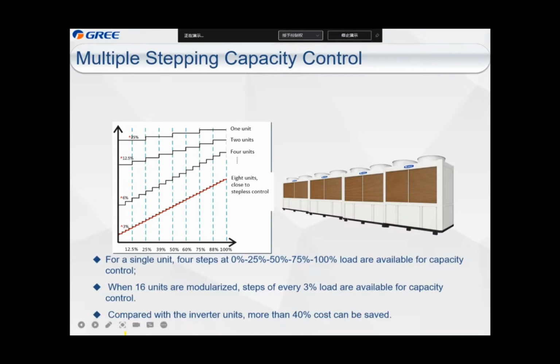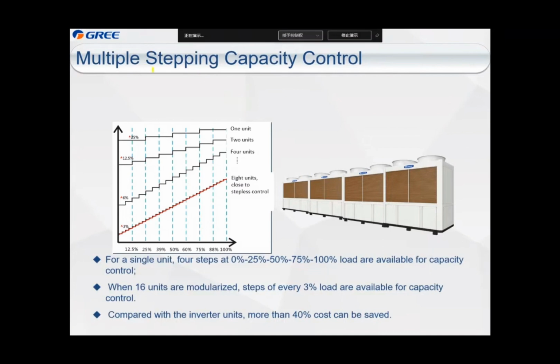And another is, compared with the inverter unit for D and E series, the cost is very low. More than 40% cost can be saved. But the modular system can realize almost stepless control. Nearly the same as the inverter.